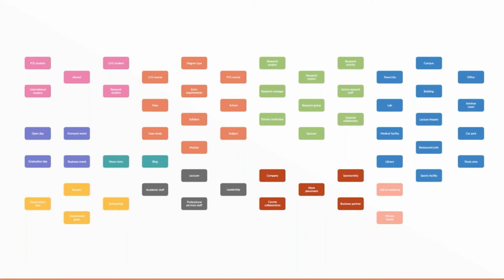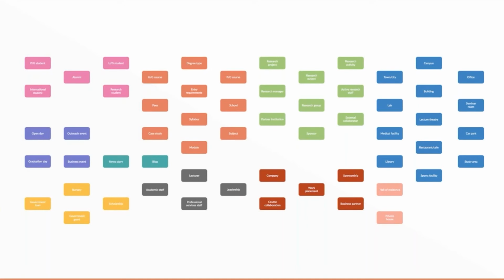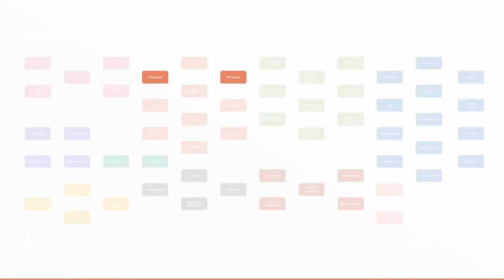Some of the things to think about with our subject domain then, we want to set objects at the right level. So what I mean by that is, if we go back to this, we can see that we've got undergrad and postgrad courses on there. Now, there's a good case to be made to say that actually they contain very similar elements overall, and those two courses could be part of the same object. Could find a new name for those courses. It might be a full-time course, and that's the object.